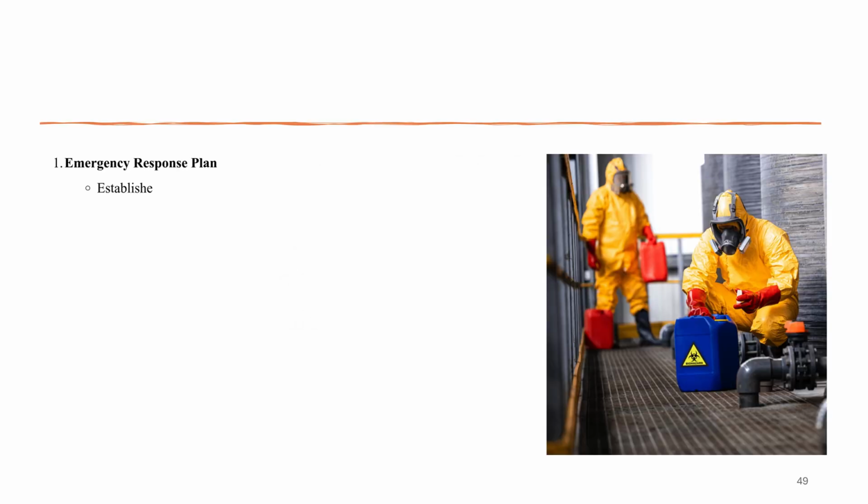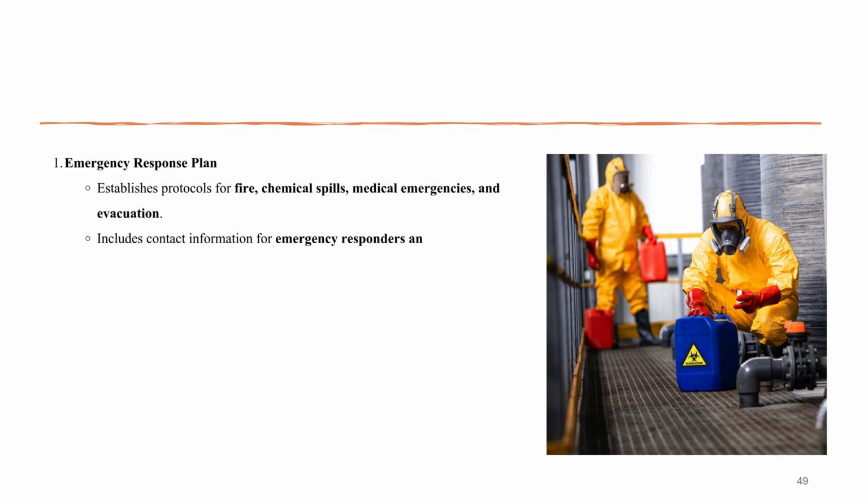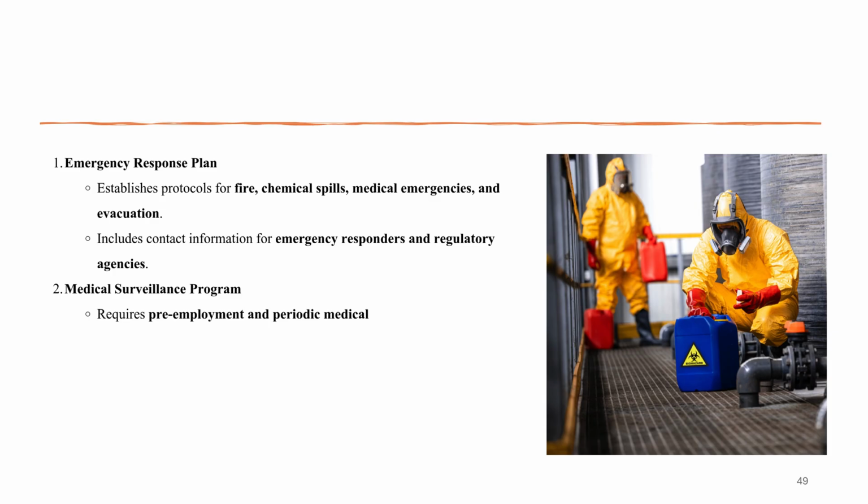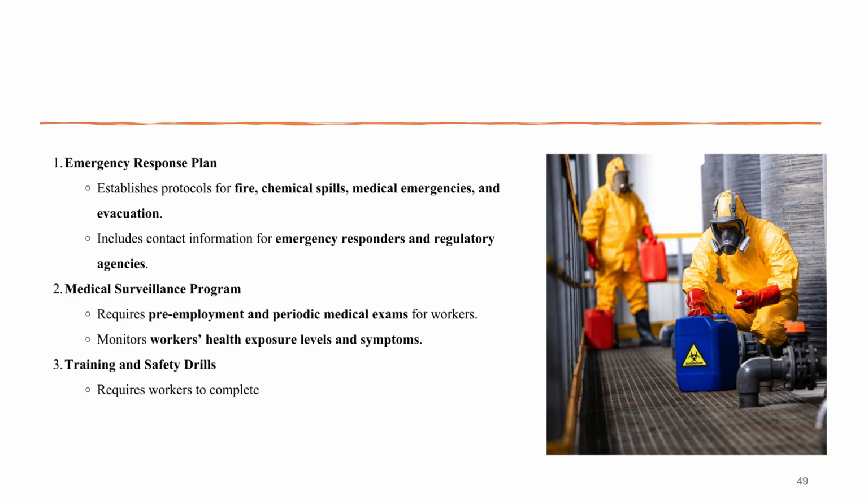1. Emergency Response Plan establishes protocols for fire, chemical spills, medical emergencies, and evacuation. Includes contact information for emergency responders and regulatory agencies. 2. Medical Surveillance Program requires pre-employment and periodic medical exams for workers. Monitors workers' health exposure levels and symptoms.